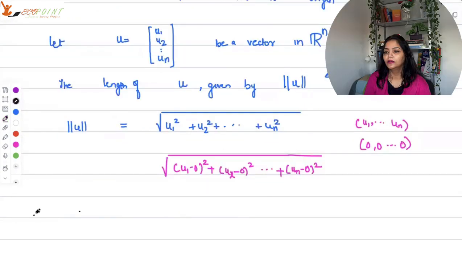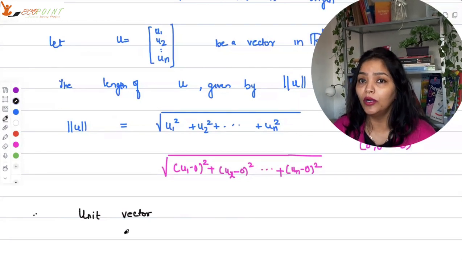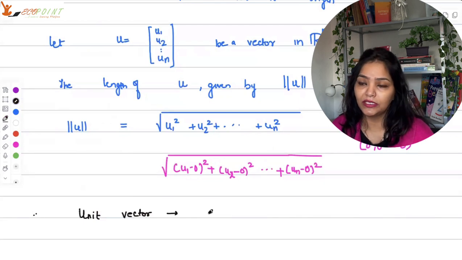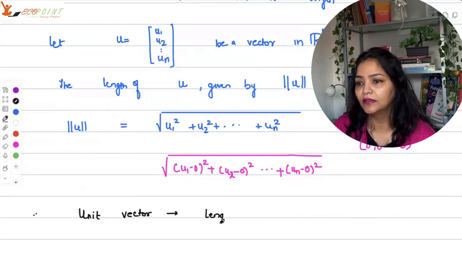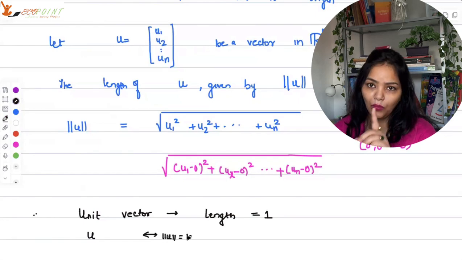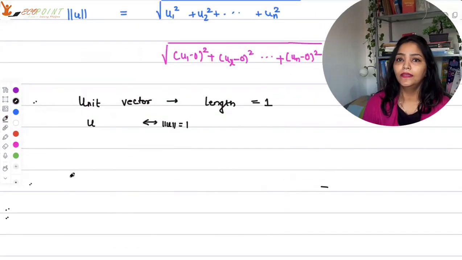Okay? Now, there is a very famous terminology, and that's unit vector. Now, what is a unit vector? It's a vector whose norm is 1. Or in other words, unit vector is a vector with length equal to 1. So, U is a unit vector in case the norm of U is 1. Now, there are some properties associated to length of a vector.